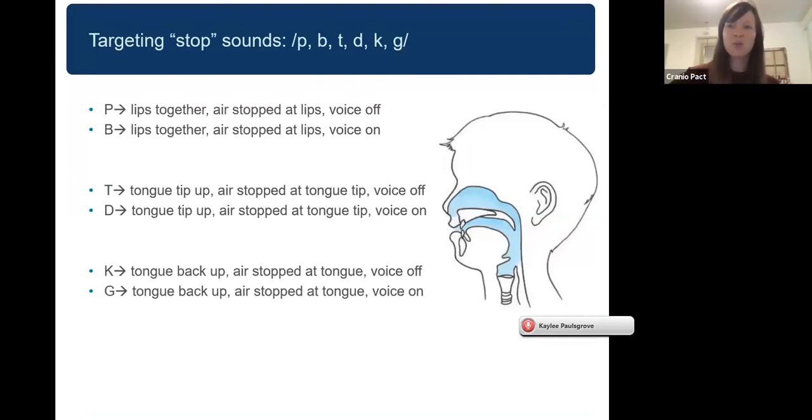So if you're working on any of the stop sounds in speech therapy, so P, B, T, D, K, or G, here are some techniques to think about. First of all, we need to know the place, manner, and voicing for all of our stop sounds. For the P and the B, they're almost exactly the same sound.